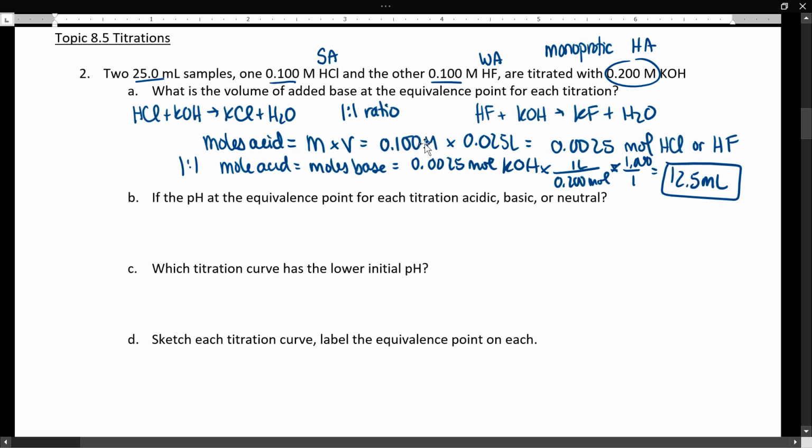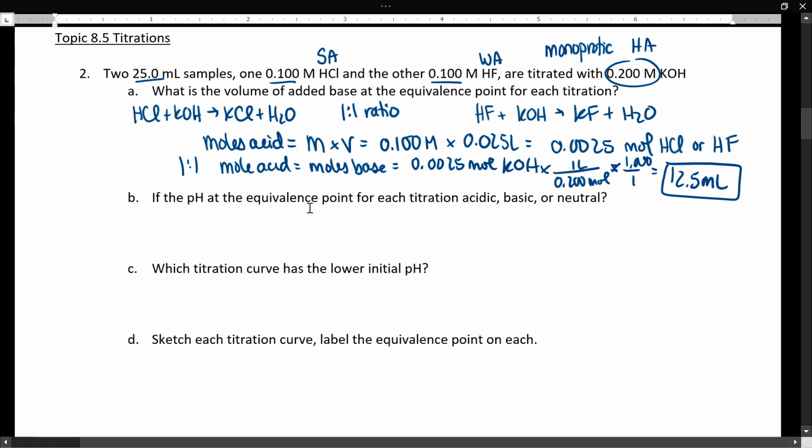And I showed how you can do a calculation here. Another thing you can do, if this is a multiple choice question and you're just doing some quick mental math, is you could say, well, my 25 mL sample is 0.1 molar, and then my base is twice as concentrated. So I'm going to need half as much base to neutralize my acid. So notice how 12.5 is half of 25. So that's another thing you can do with some mental math there. Okay, so the amount of base needed to reach equivalence is the same.